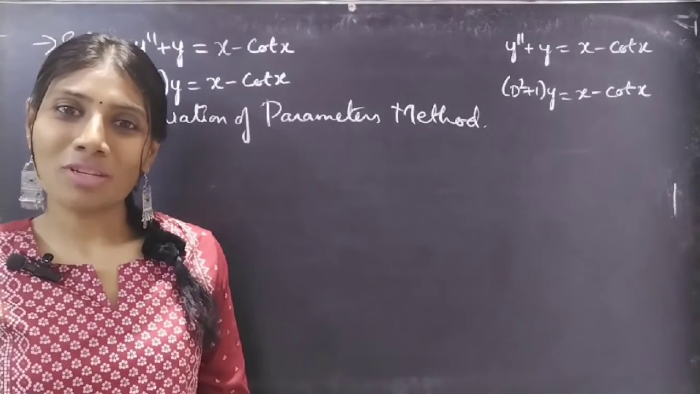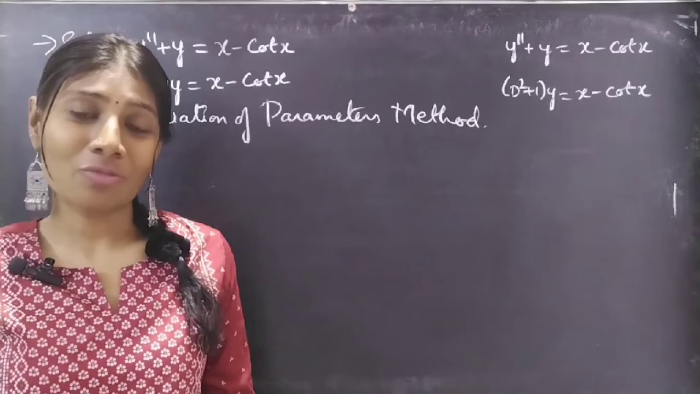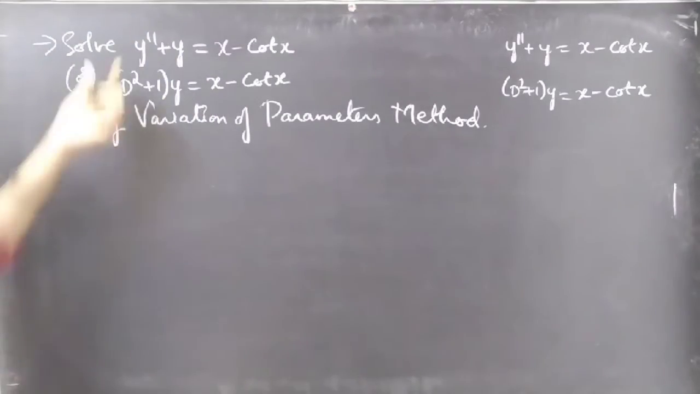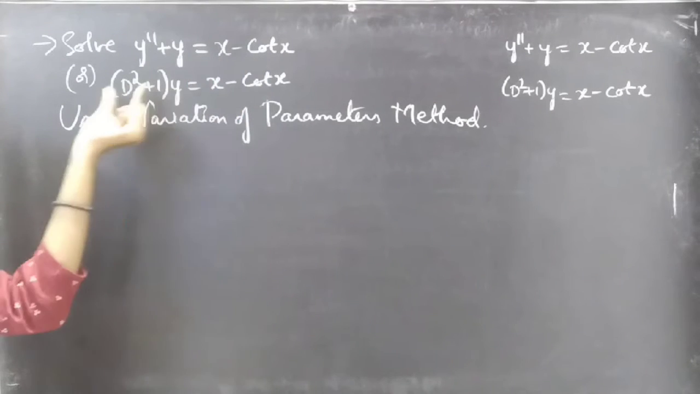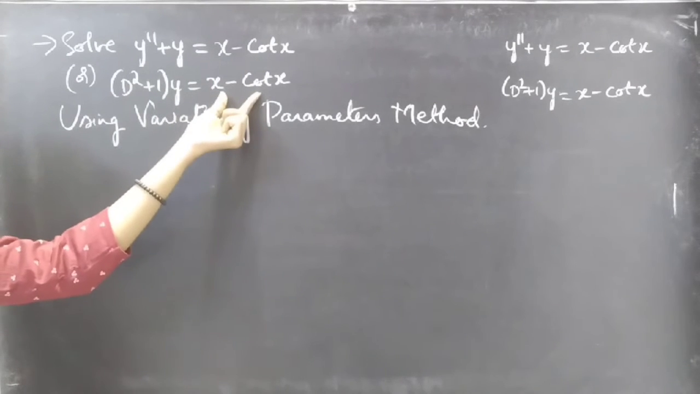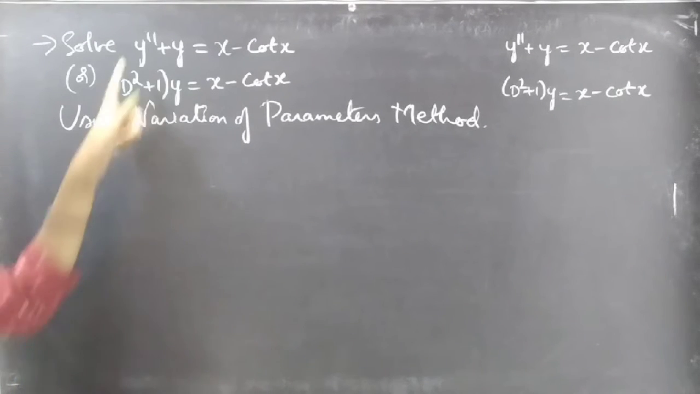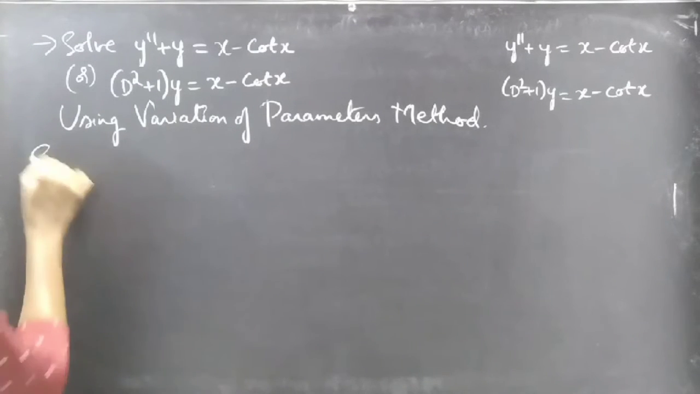In this video, we are going to solve a differential equation using the variation of parameters method. So let's get going. Problem: solve y double dash plus y equal to x minus cot x, or (D square plus 1) into y equal to x minus cot x, using the variation of parameters method. So we are given a differential equation of order 2.